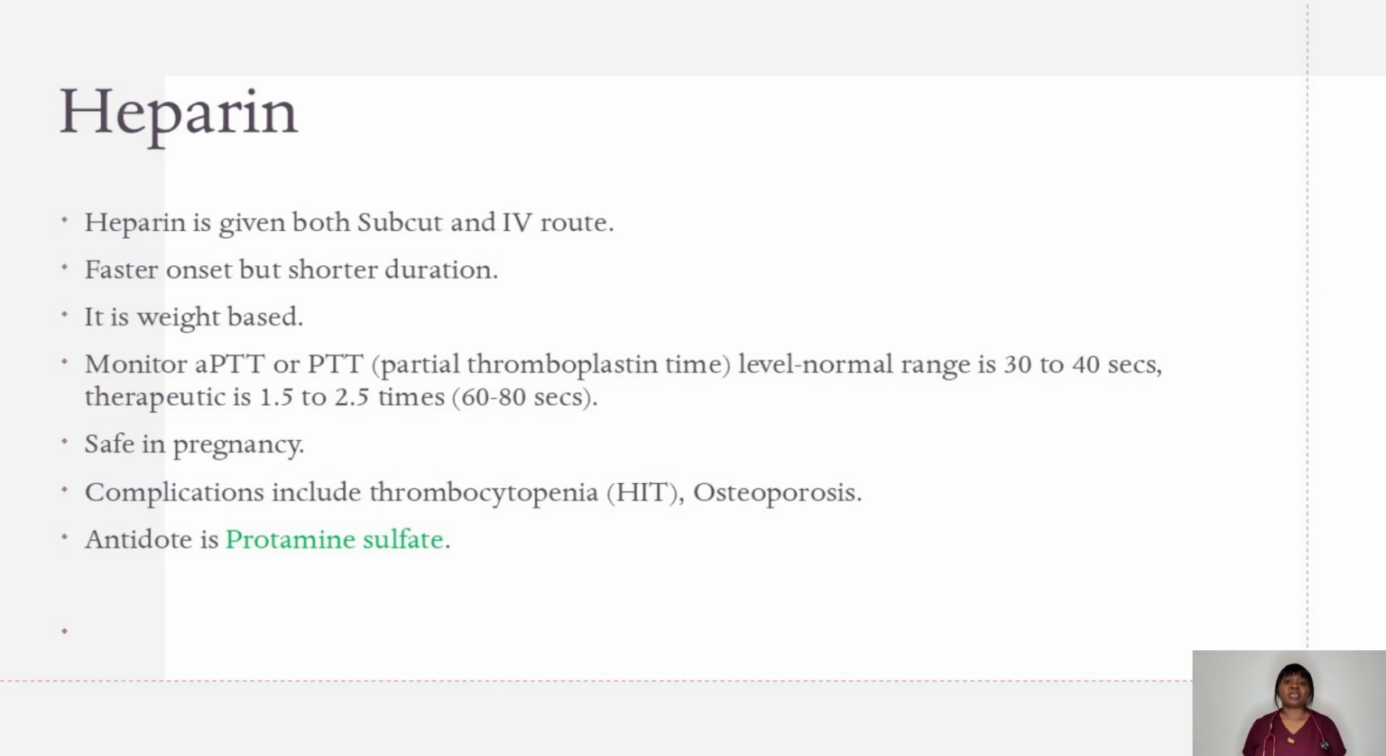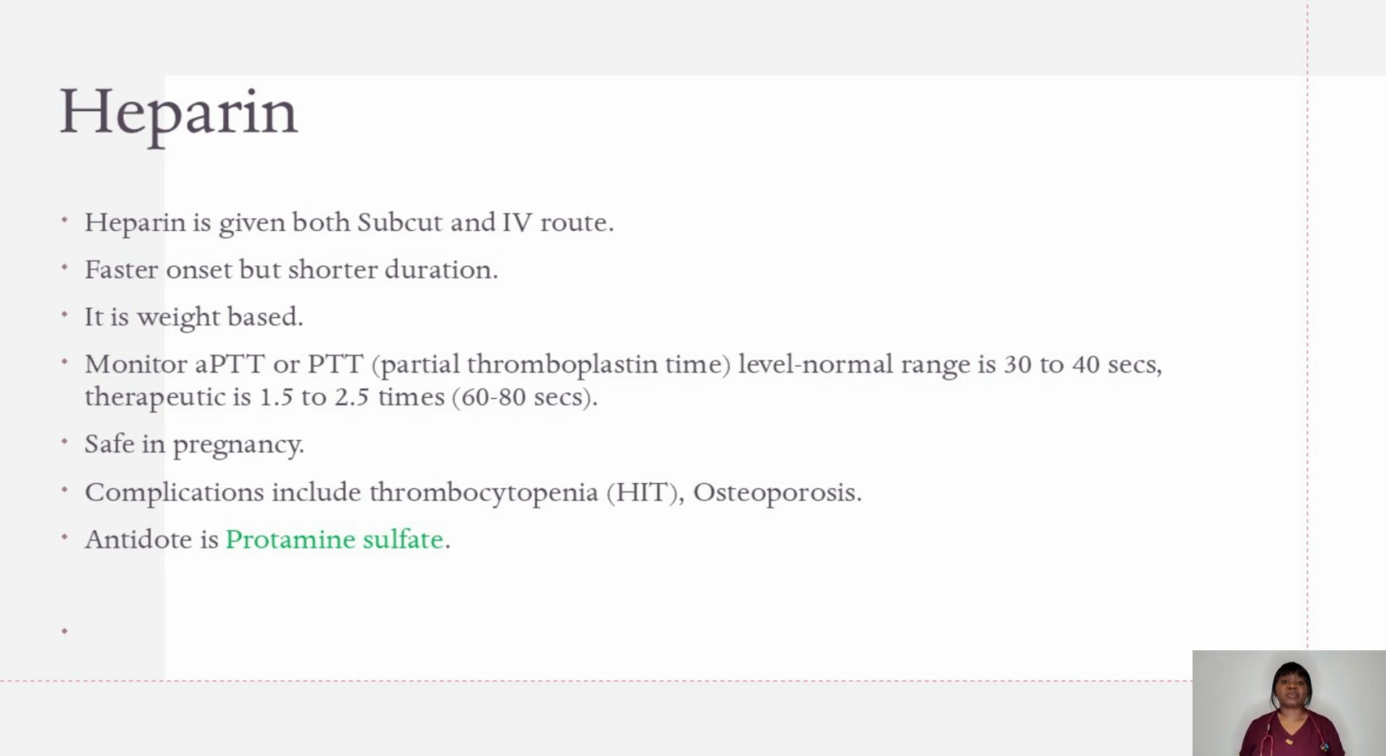Complication of heparin can be thrombocytopenia. We call it heparin-induced thrombocytopenia. That means when a patient is on heparin, you are also monitoring the platelets. And when a patient is on heparin too, the patient is at risk of a complication we call osteoporosis. That's the demineralization of the bone, where the bone becomes very fragile and can break easily, especially when the patient is taking heparin for a longer time.